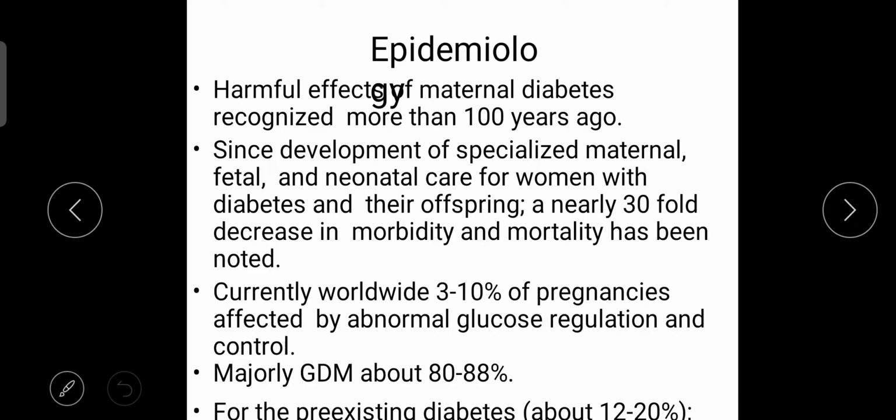Epidemiology. The harmful effects of maternal diabetes were recognized more than 100 years ago. Since the development of specialized maternal, fetal and neonatal care for women with diabetes and their offspring, a nearly 30-fold decrease in morbidity and mortality has been noted. Currently, worldwide, 3 to 10% of pregnancies are affected by abnormal glucose regulation and control, and the majority is gestational diabetes, and for pre-existing diabetes, it is about 12 to 20%.